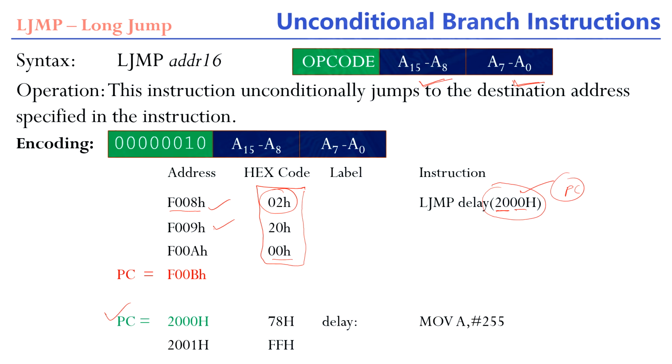While executing this LJMP instruction, the PC will have F00BH. But once this execution is completed, the instruction forcibly places 2000 in the PC. That means your controller will execute the instructions from 2000H onwards. This is the operation of the unconditional branch instruction, the LJMP instruction, in the 8051 microcontroller.